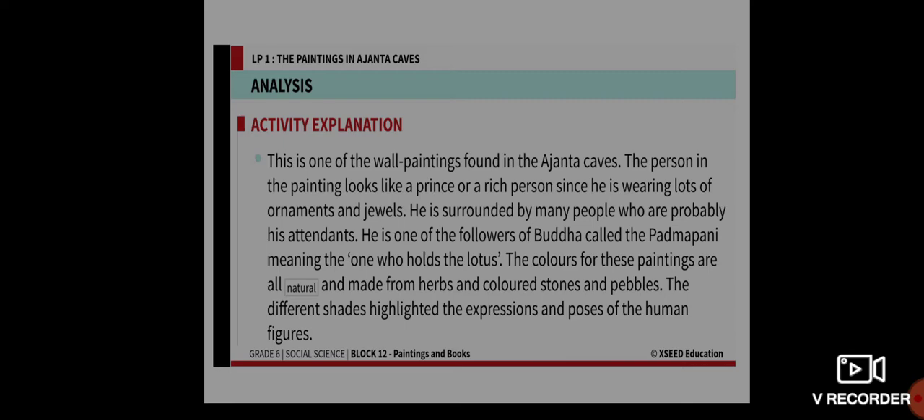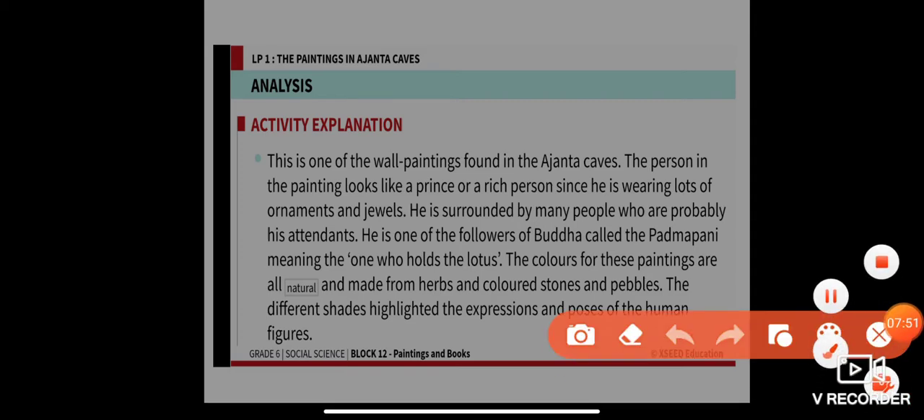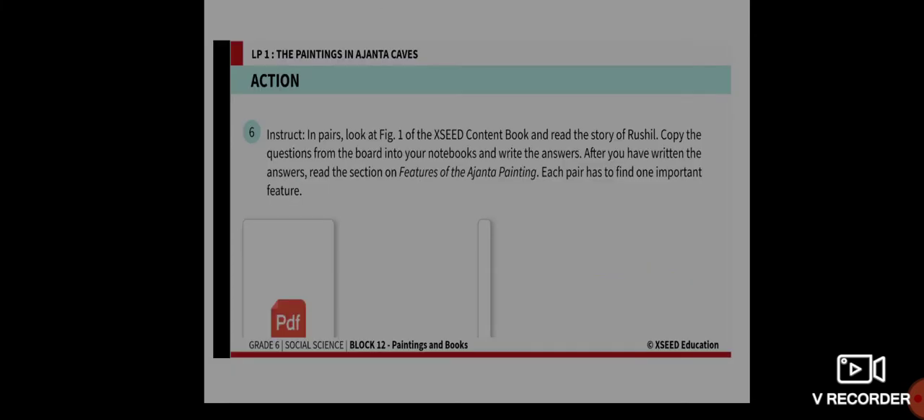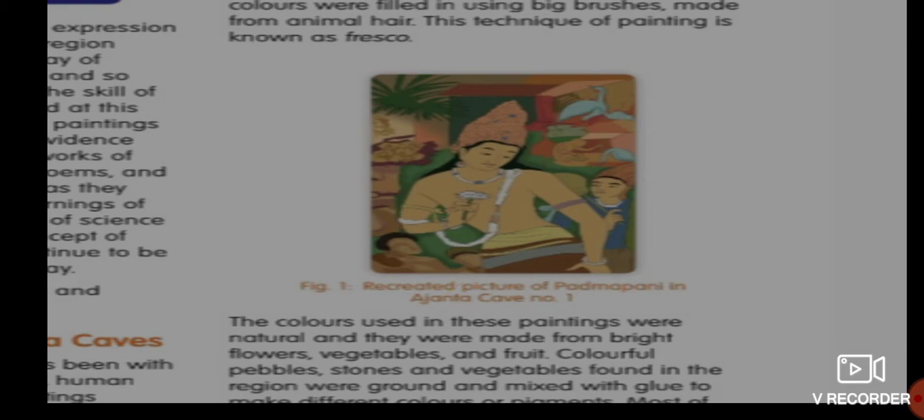The colors for this painting are all natural, made from earth, colored stones and pebbles. The earth was collected from the leaf, along with colored stones and pebbles. So all those colors were natural ones. And the different shades highlighted the expressions and poses of the human figures, as you can see in the given picture.